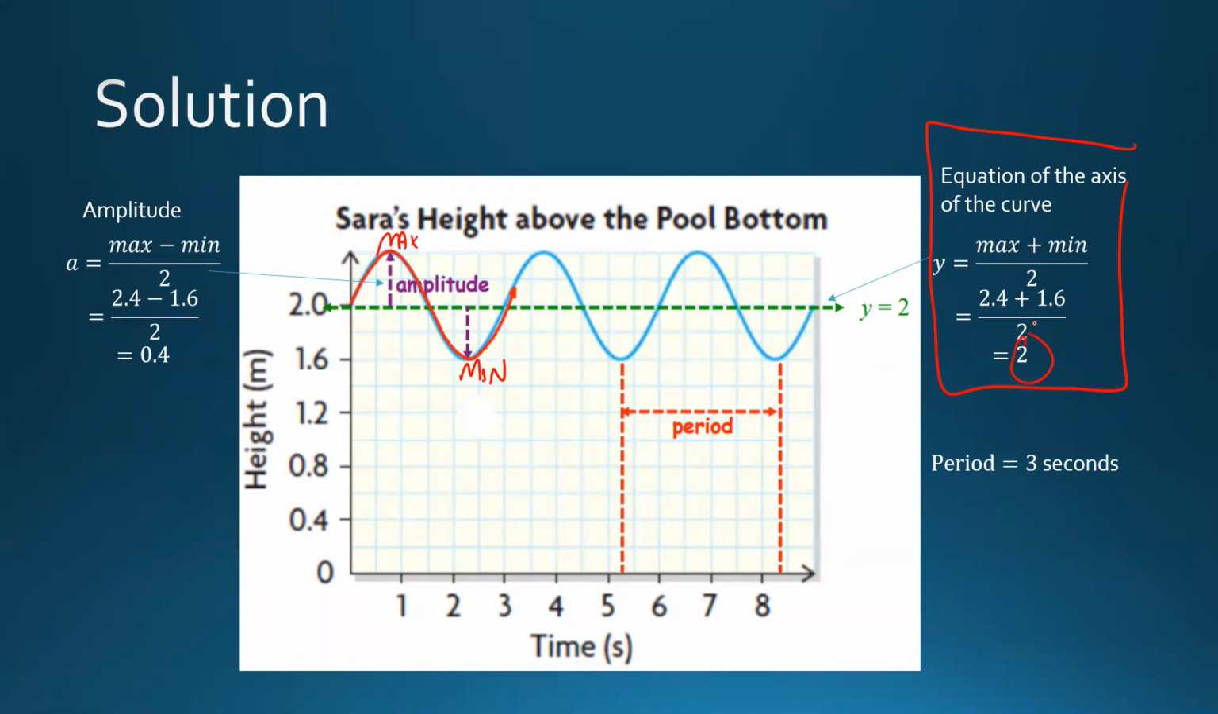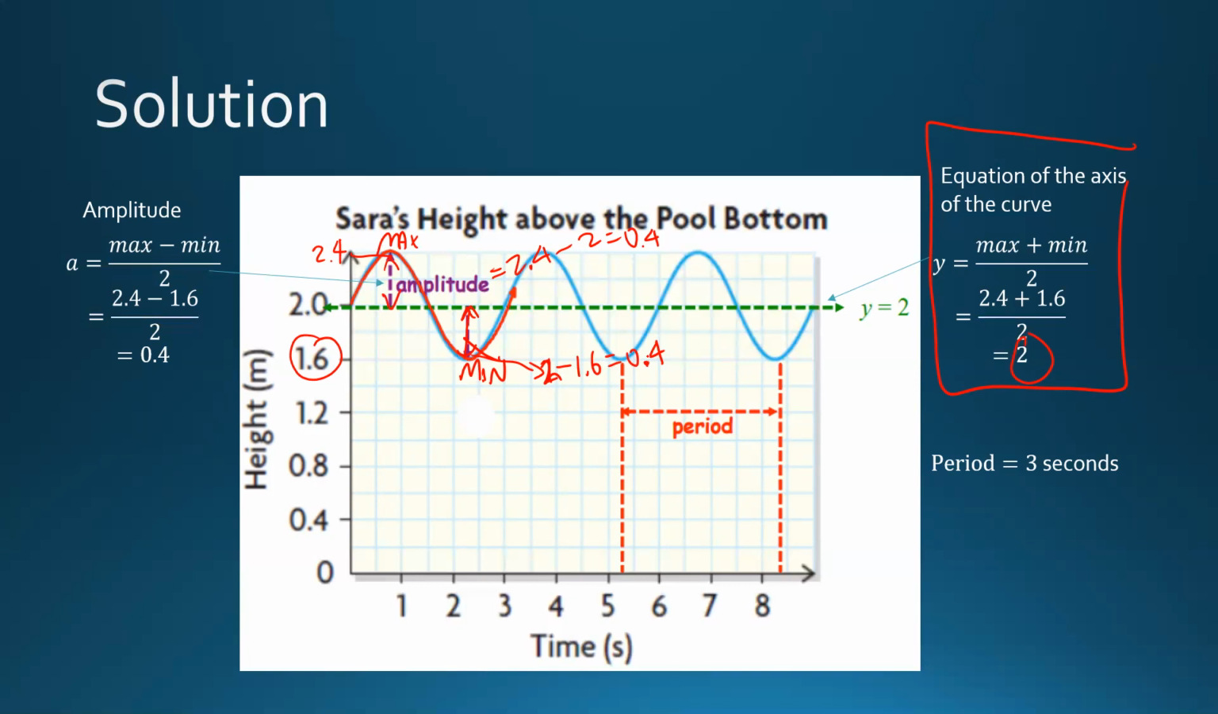I can easily find the amplitude by simply finding the distance from the horizontal line to the maximum point, and then the distance from the horizontal line to the minimum point. And I can see here that by doing a little bit of math, the maximum height here is 2.4, as I mentioned already, and the minimum height is 1.6. So if I want to find the amplitude, I simply take 2.4 and I subtract 2, that gives me 0.4, or I can take my minimum height. So to find this one here, I take 2 minus 1.6, and I get 0.4.